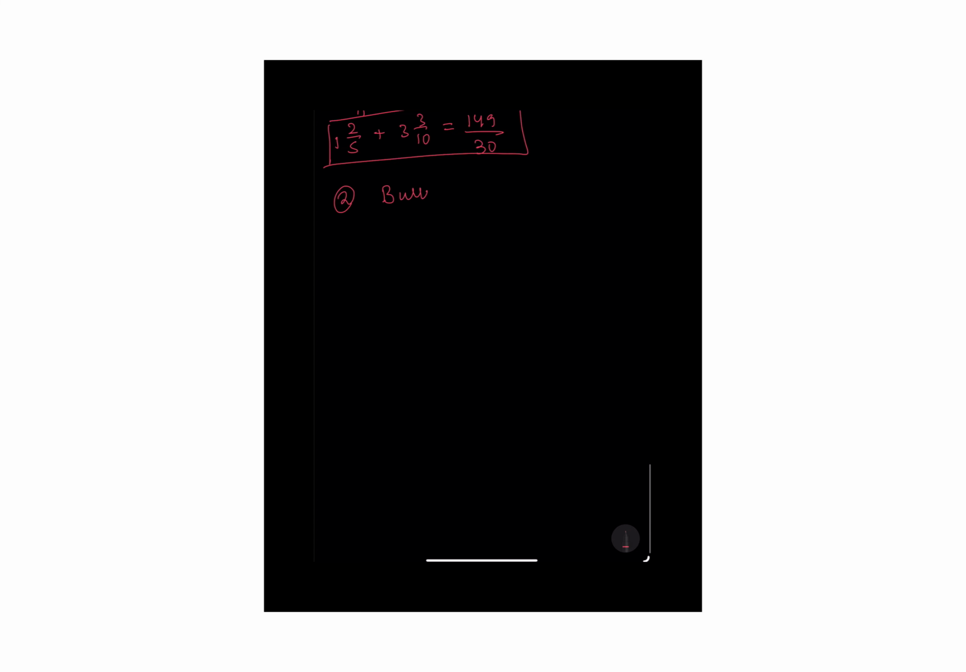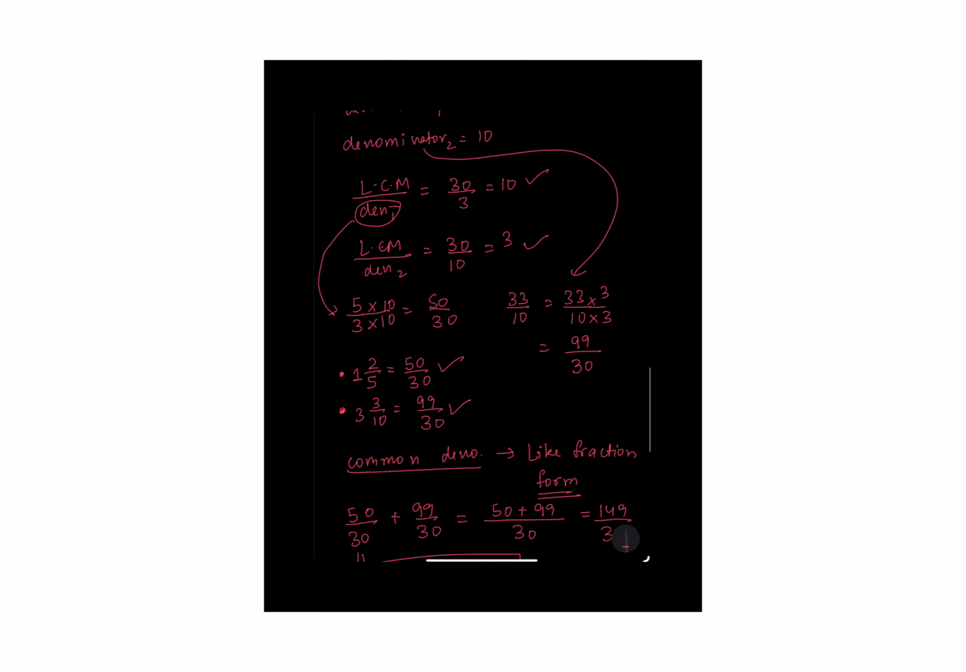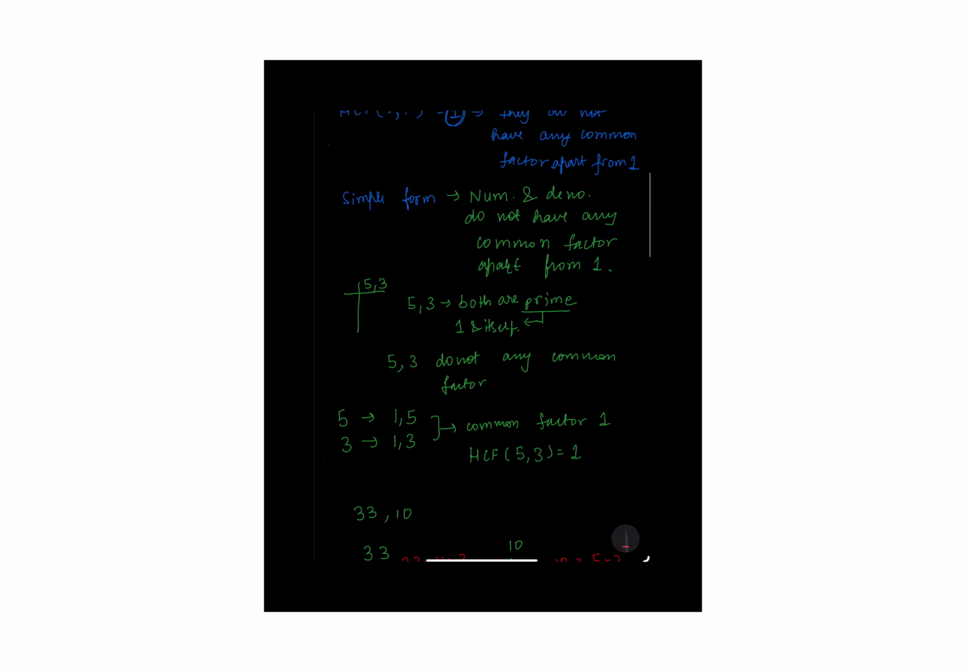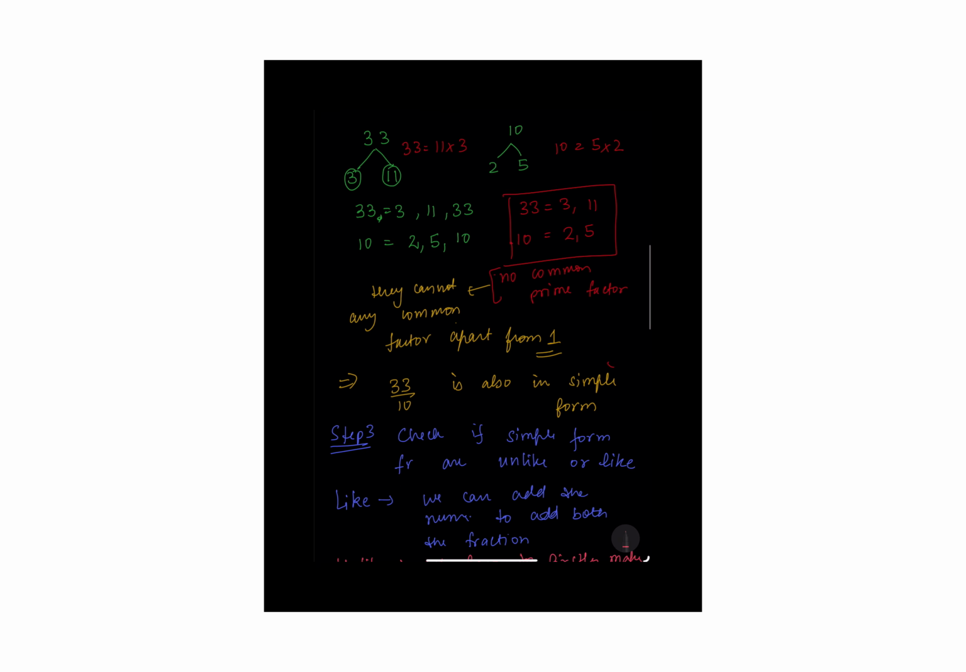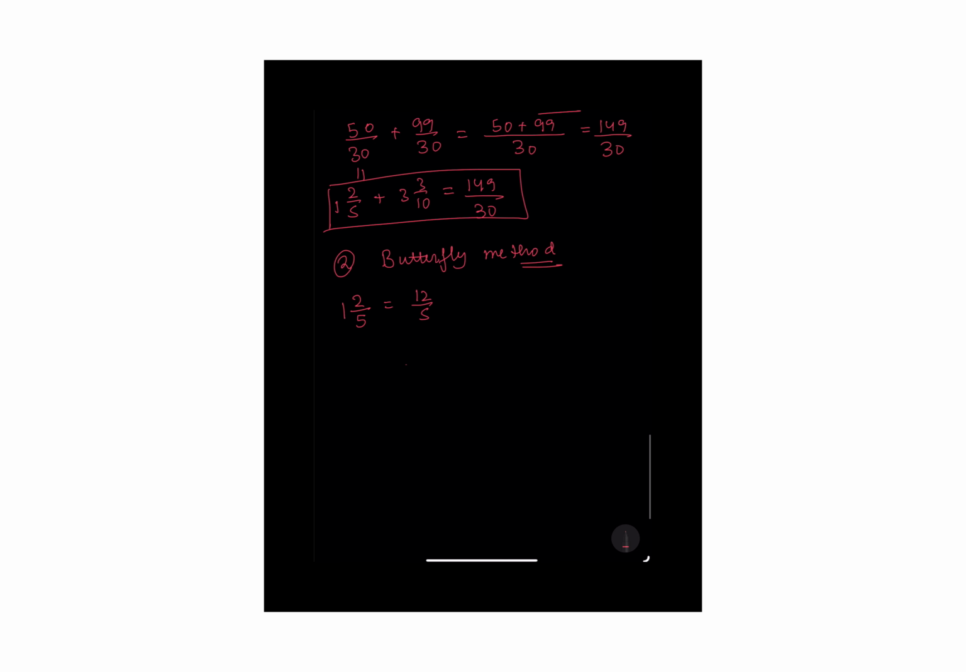It's called the butterfly method. In this method, you do the same procedure. You convert it into an improper fraction. This will be 12 by 5. Have I done some mistake? I think I have. This is 3 here. Yes. Apologies. Such kind of mistakes keep happening.